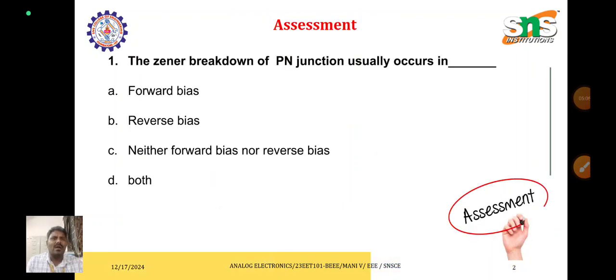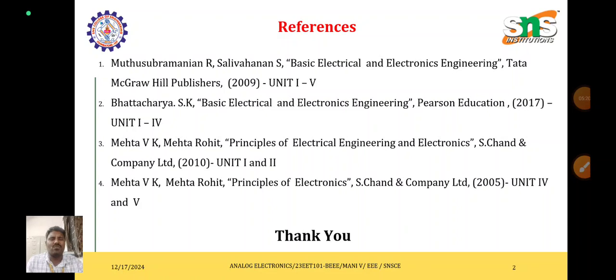And this is an assessment. The Zener breakdown of a PN junction usually occurs in forward bias, reverse bias, neither forward bias nor reverse bias, or both. Put your answer in the comment section, and these are a few references for this topic.